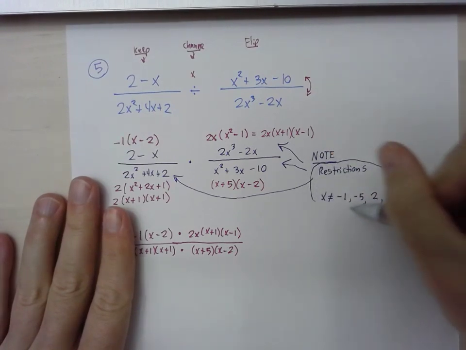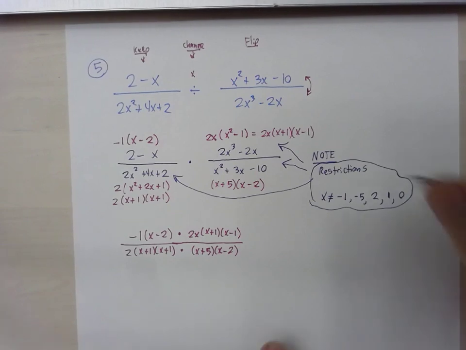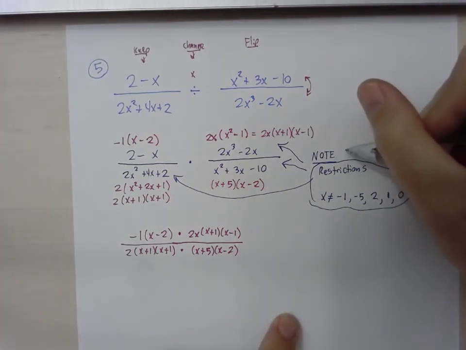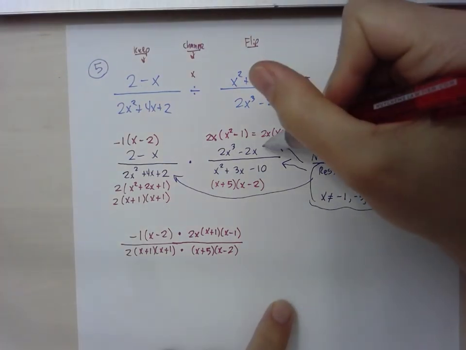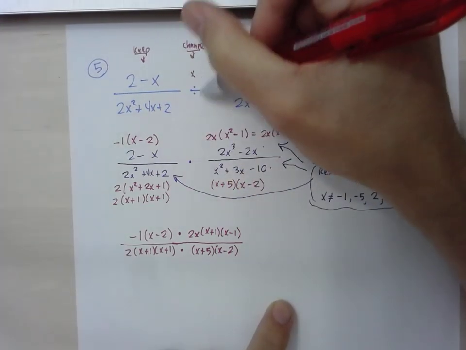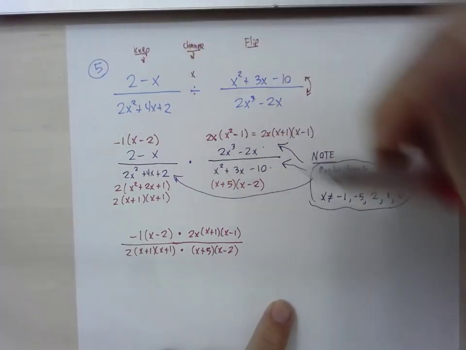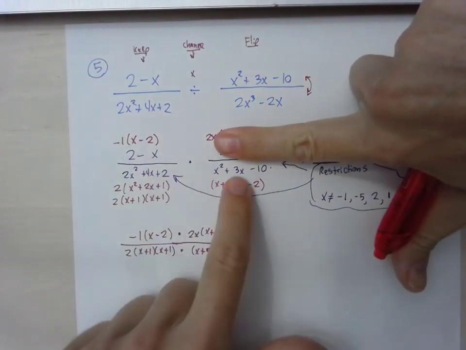Let's go ahead and circle those. And just remember, restrictions are applying to this part, this part, this part when it starts as a division problem. Only division though. If it's multiplication, it's just going to be these two.